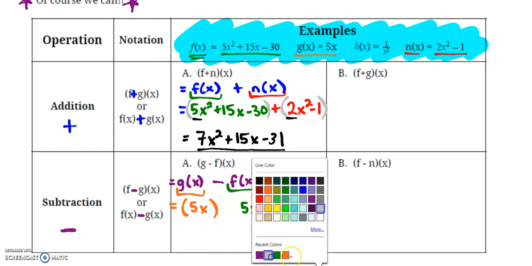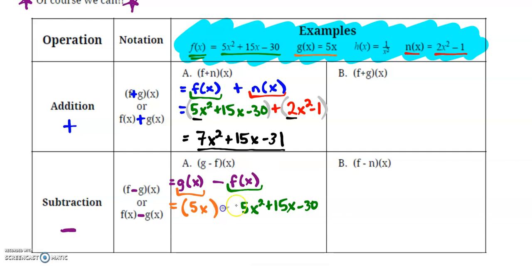But the thing I'm going to do a little bit differently is I'm going to make sure that when I write subtraction, because subtraction goes in between these two functions, I put the function in parentheses. Why am I putting that function in parentheses? It's because technically all of these terms need to be subtracted. So their signs are going to switch.